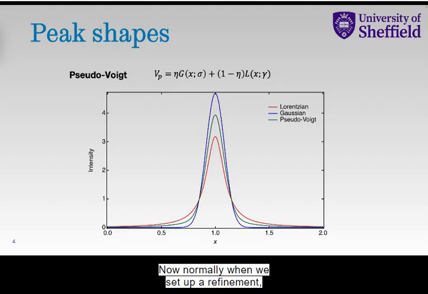Now, normally when we set up a refinement, we have to define that peak shape at the beginning of the refinement process. And so different software will have different peak shapes loaded into them that you can choose. It's worth being aware of what software you're using and what peak shape function it is using, and whether that's suitable or appropriate for the type of refinement you're doing. As I say, the pseudo-Voigts that we've shown here are very good for things like lab diffractometers and often capture the shape of those peaks quite well.